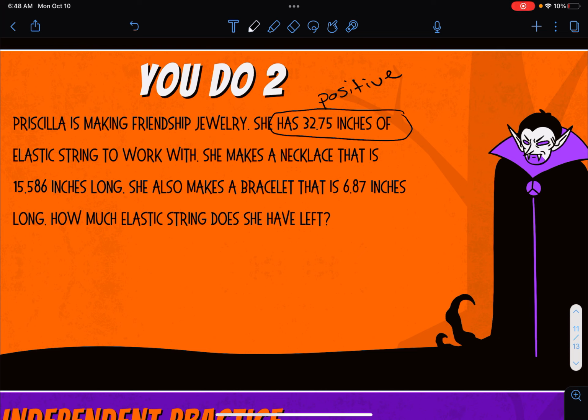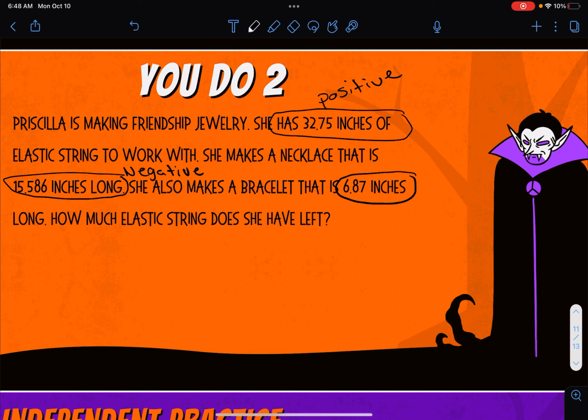Okay, and so then if she makes a necklace that is 15.586 inches long, is that a negative or a positive? That is going to be a negative, because if she's making a necklace, that means she's taking it off of the elastic she already has. Essentially, she's cutting off a piece of string that's 15 and 586 thousandths off of the initial piece she had. Okay, and then she also makes a bracelet that is 6 and 87 hundredths inches long.